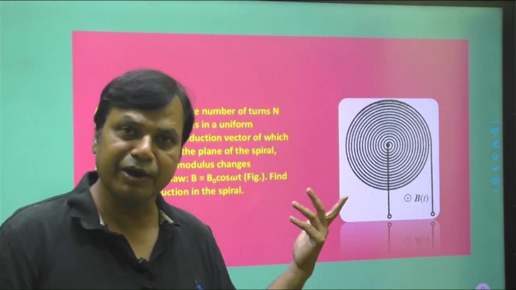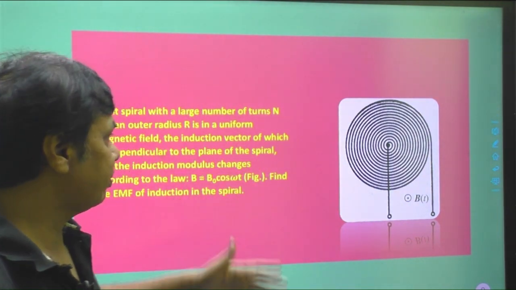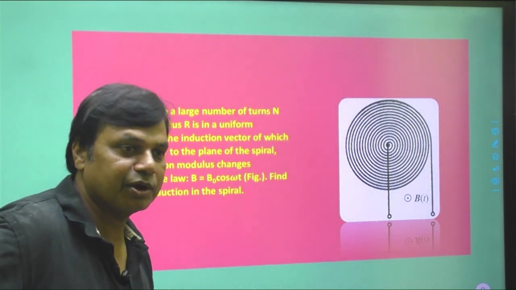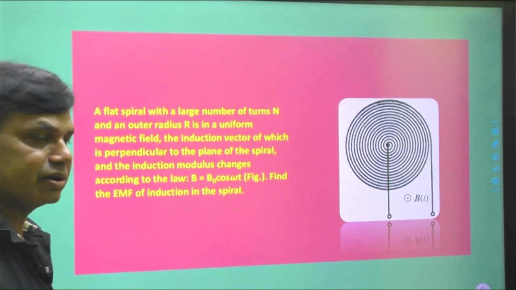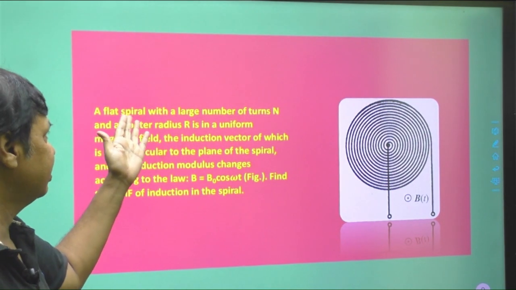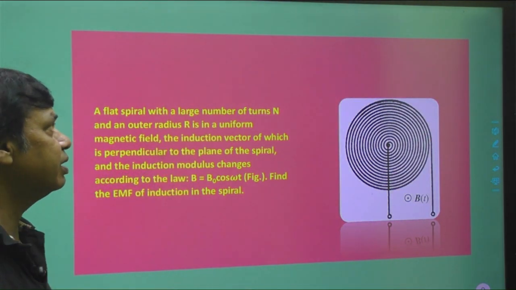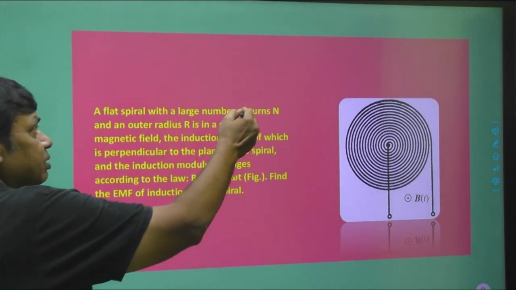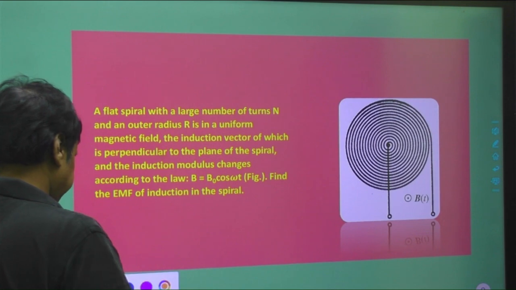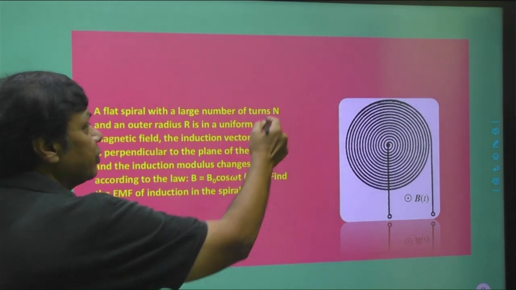Though I have solved this problem previously, I want to solve it again. The problem, you can see that we have a flat spiral with a large number of turns. How many, I don't know.